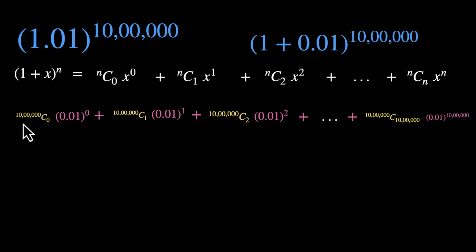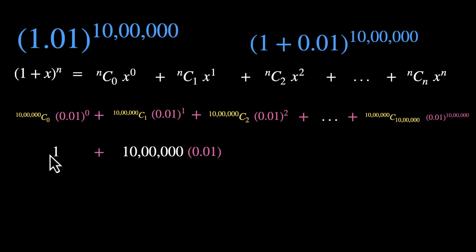The first one is 10 lakh C0. Anything C0 is 1, so this is 1 times 0.01 to the power 0, that's also 1. So this is 1. Let's take the next term. The next term is 10 lakh C1. Anything C1, well, it's that same thing. So this is going to be 10 lakh times 0.01. Wait a minute. What is this? 10 lakh times 0.01. What is the value of this? Well, if you multiply these two, you get rid of 2 zeros, you'll get 10,000. So this is 10,000 right here.